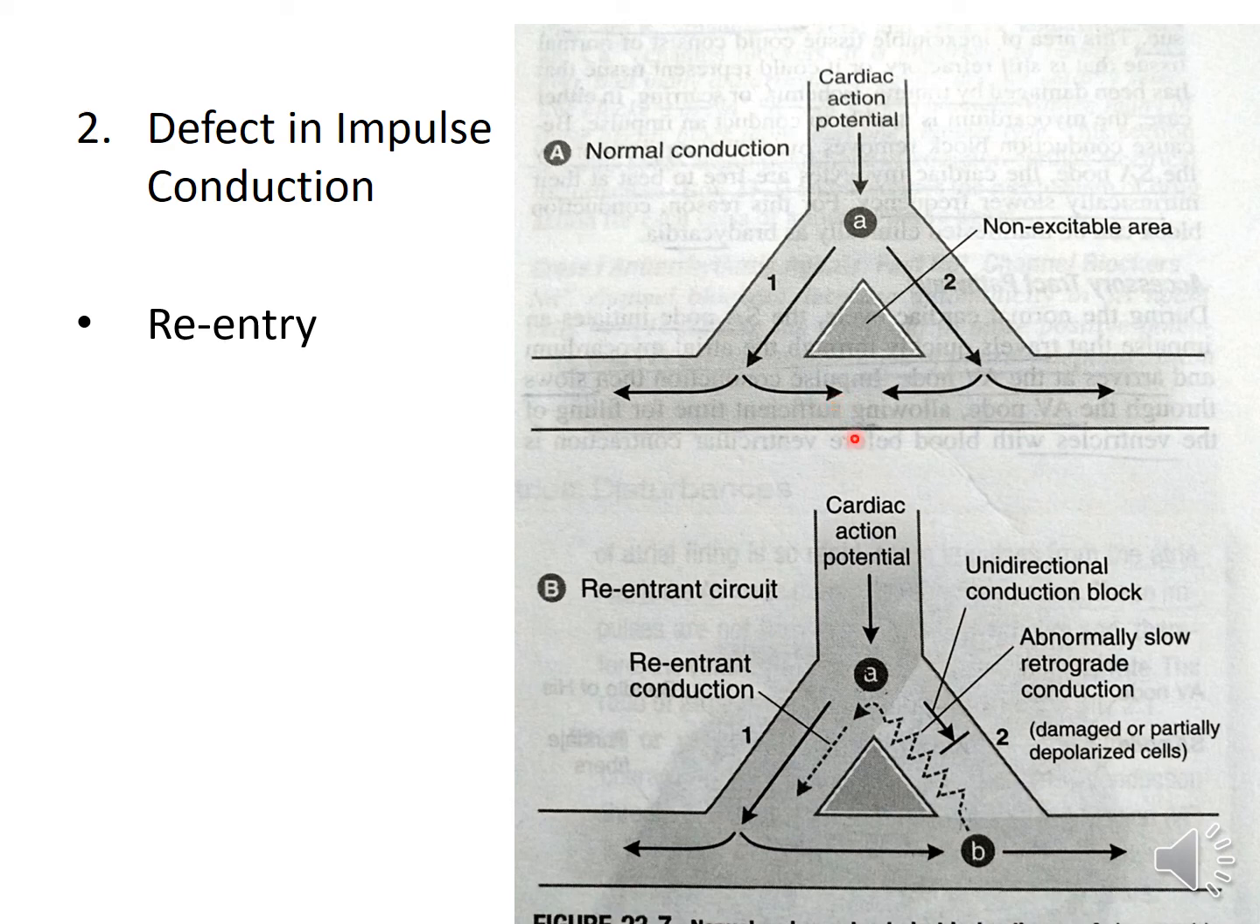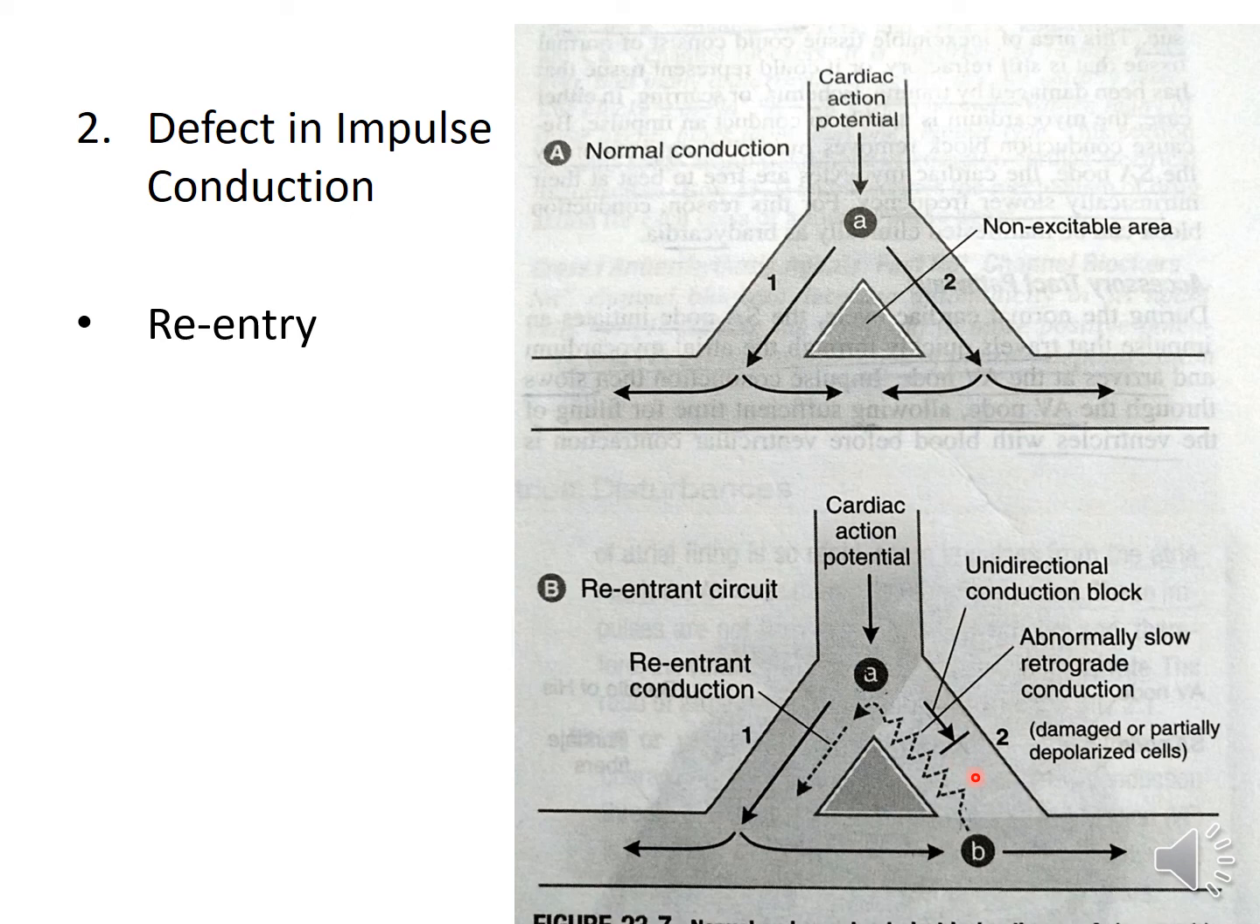Now suppose due to any reason there is a unidirectional conduction block that happens in damaged tissue, trauma, or ischemia. In ischemic or damaged tissue, the conduction is very slow. The conduction wave passes very slowly through this tissue, so it will result in a unidirectional conduction block. What does that mean? When a wave of action potential progresses down, it reaches point A. Now it can proceed through the first pathway, but it will not be able to proceed through the second pathway.